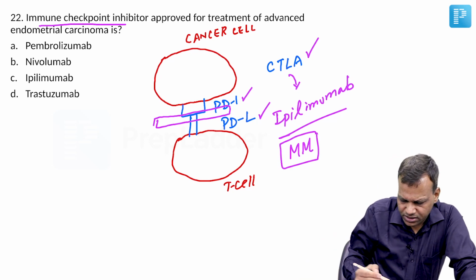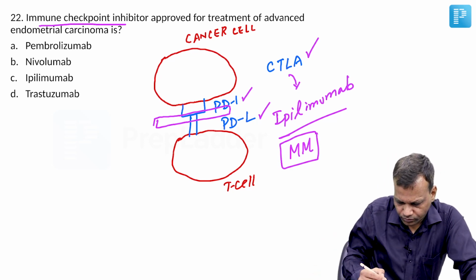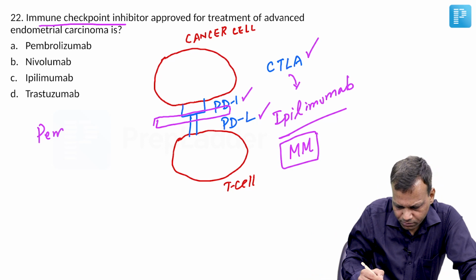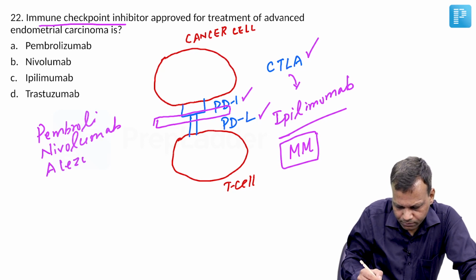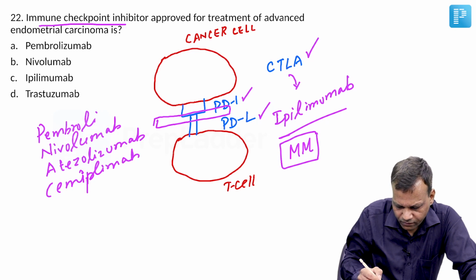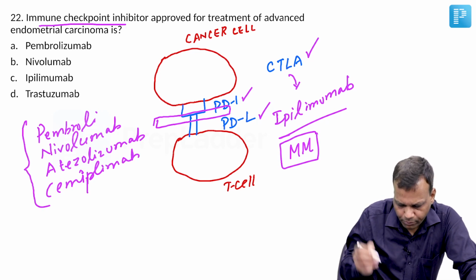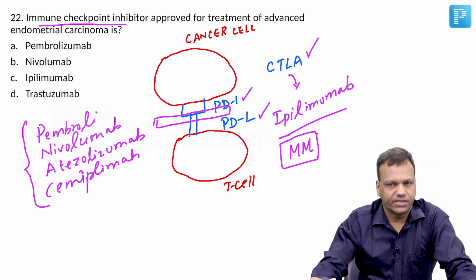So these drugs include pembrolizumab, nivolumab, atezolizumab, and cemiplimab. These are some of the important drugs which are against programmed death ligands or receptors.